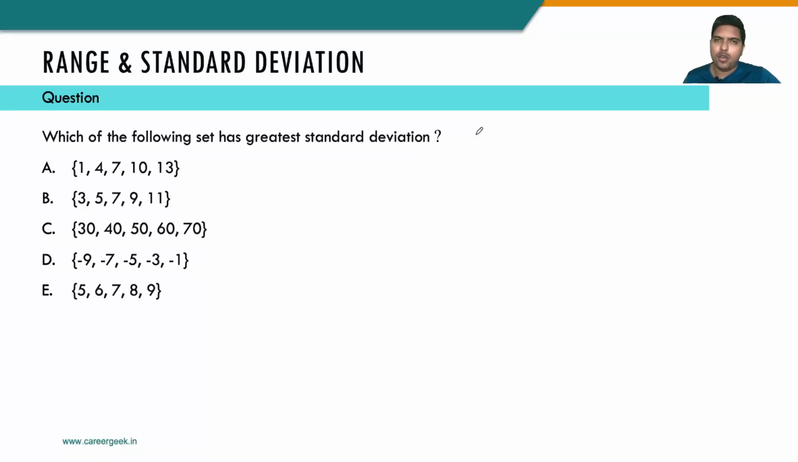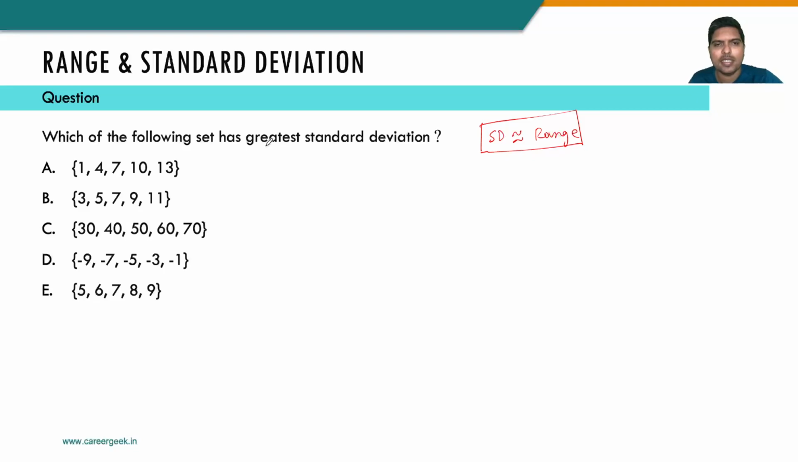Okay, one important thing: when you want to see which set has more standard deviation, a very good indicator of standard deviation is range. Okay, most of the questions, if you get range, you can compare the standard deviations. How? If the range is more, the deviation is automatically more, right? For example, you see the range of all these options.